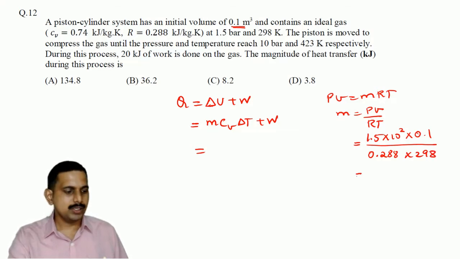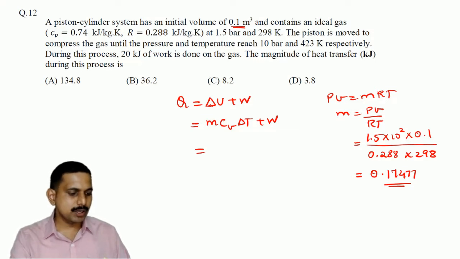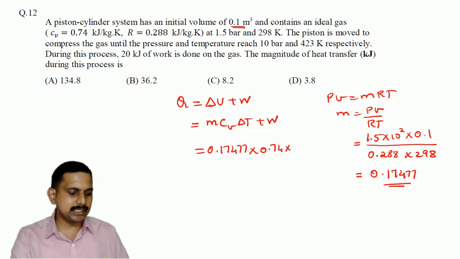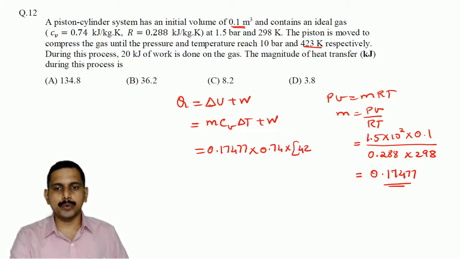Now when we do this, we get the answer as 0.17477 for the mass. So that mass we will substitute here: 0.17477 into Cv, which is given as 0.74, into delta T. Delta T is 423 minus 298. Then plus the work done, which is given as 20 kilojoules.